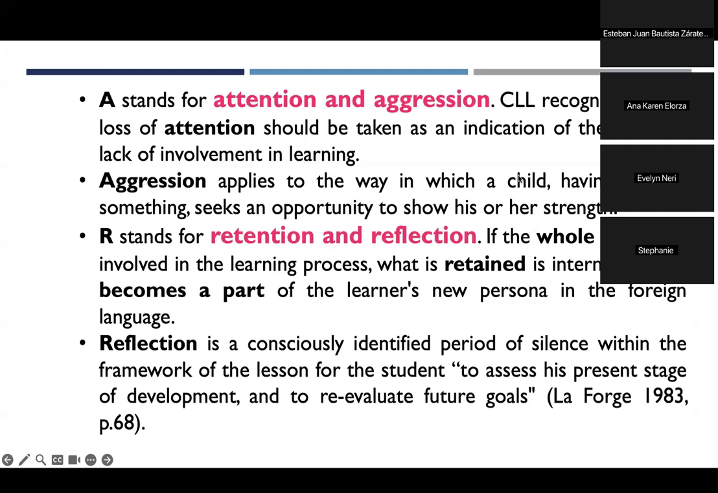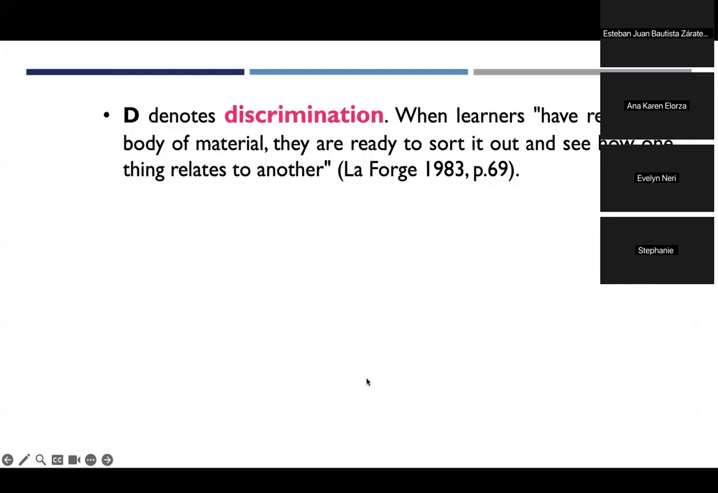In practice, reflection is exactly the moment when you, as the teacher, make a pause and ask: tell me, how did you feel when participating? What did you notice about the language items you are learning? How confident do you feel when producing language? Those reflective questions are exactly the reflection moment. And finally, letter D.